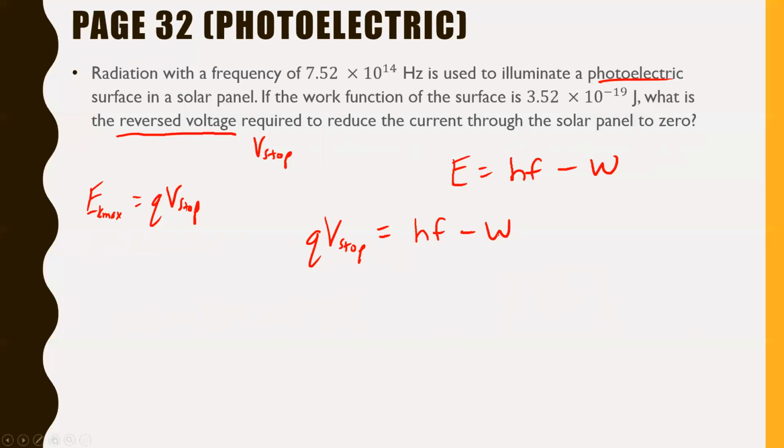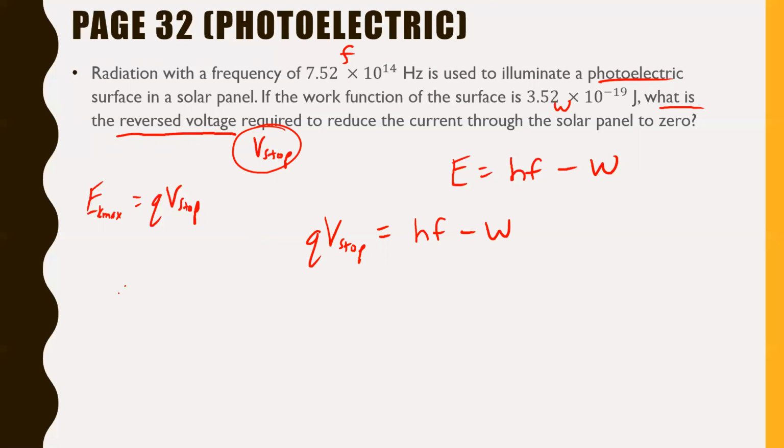Now let's take just a quick inventory of what we've got here. We have our frequency, we have our work function, H is a constant, Q is also a constant, it's just the charge of an electron. We're looking, because it says what is, we're looking for the stopping voltage. In other words, we're good to go here. We've got everything we need. So let's throw all this information in.